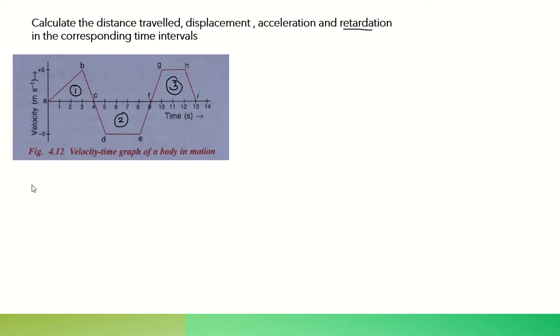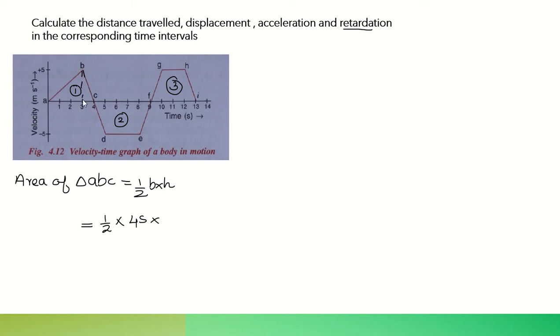So let's calculate the area of triangle ABC. Area of the triangle is half into base into height, right? So how do you calculate the base and height? Let's substitute the value, half into base. What is base here? Base comes as AC, right? That is expressed in seconds because it's a time axis. So base is 4 seconds multiplied by height.